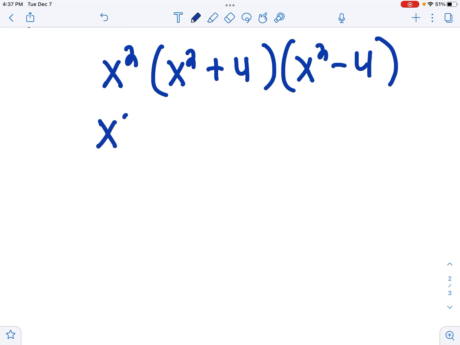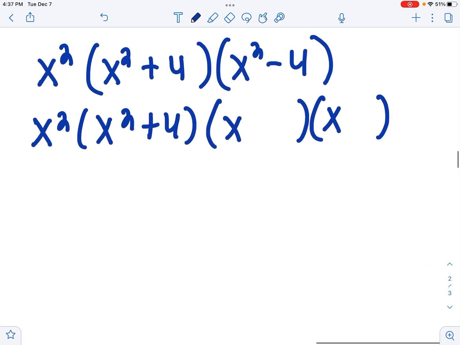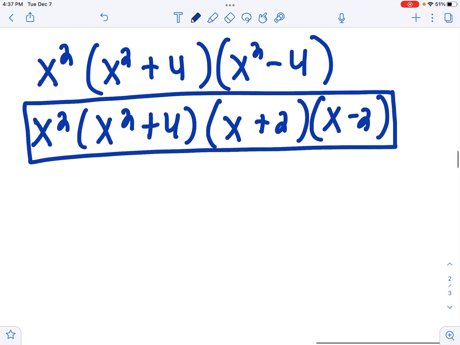So I'm going to write my x squared down. I'm going to write the x squared plus 4 factor down. And now I'm going to factor the x squared minus 4. These 2 numbers have to multiply to give me x squared, so that's x and x. And the second 2 numbers have to multiply to give me a negative 4, so that's positive 2 and negative 2. And now it's completely factored.